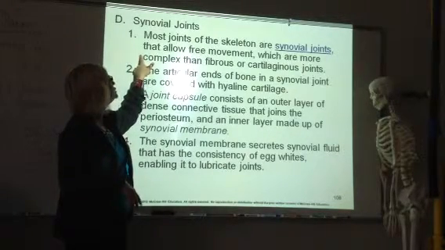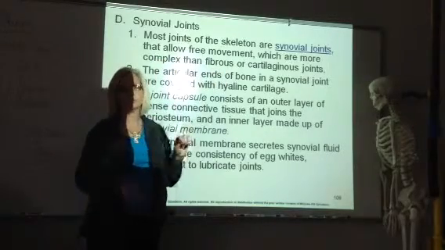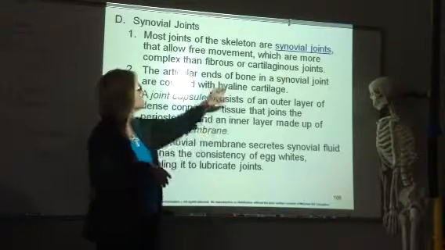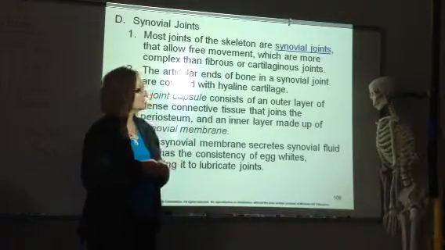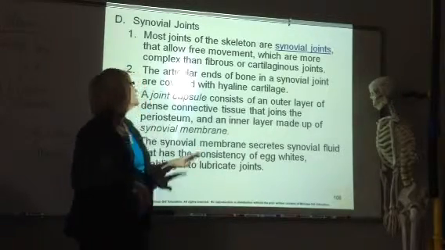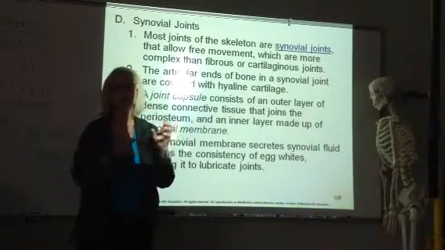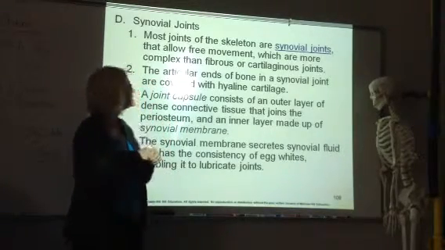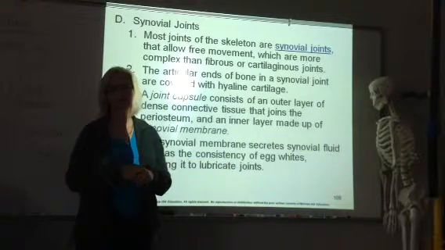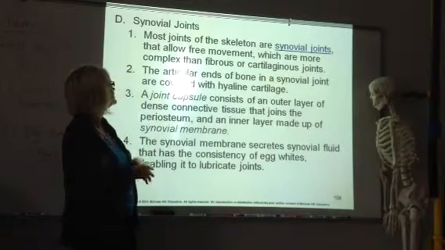more free range, which is more complex than fibrous joints, which are your sutures in your skull, and we are not going to talk about those. And cartilaginous joints would be like the vertebral discs in between your vertebrae. So a synovial joint is going to be involved with the articular ends of two different bones. So we'll mostly look at the knee because that's a very common joint that causes problems.